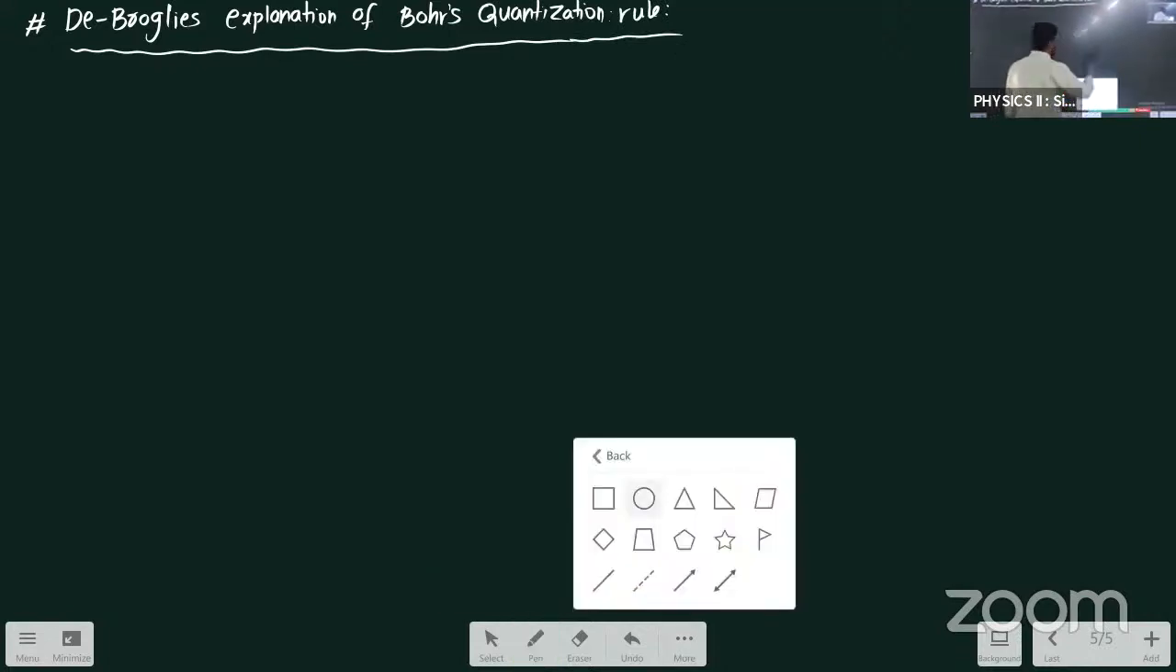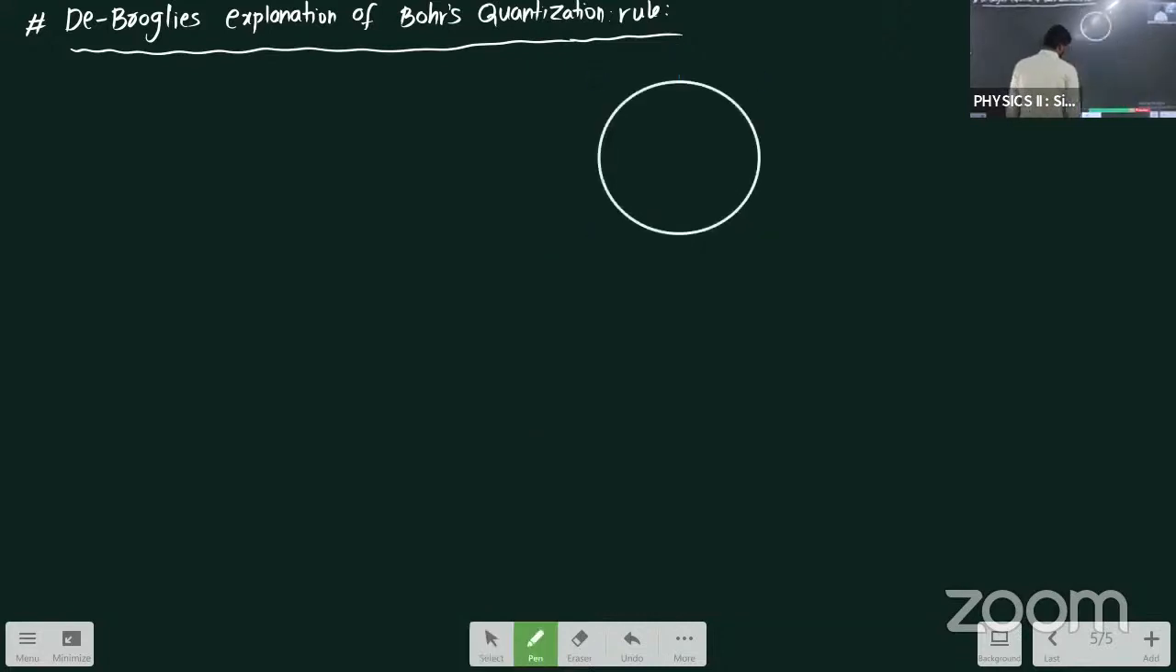Let us move on to the next question. Important question. This question was asked in your main examination, recent annual examination. De Broglie's explanation of Bohr's quantization rule. Now carefully see here. See here, what did Bohr say?